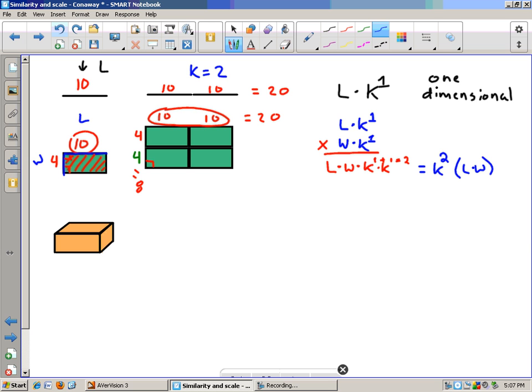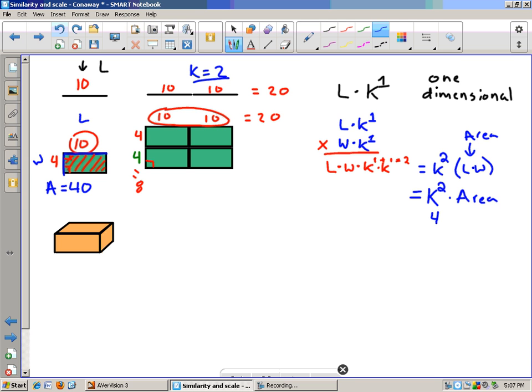And length times width, we understand this was the formula for area, right? So what we really get is K to the 2 times area. So the area was that 40 that we would have originally had. So let's look at the area over here. Let's find out if this is true. Our K, we said, was 2 in this case. So K squared is 4.